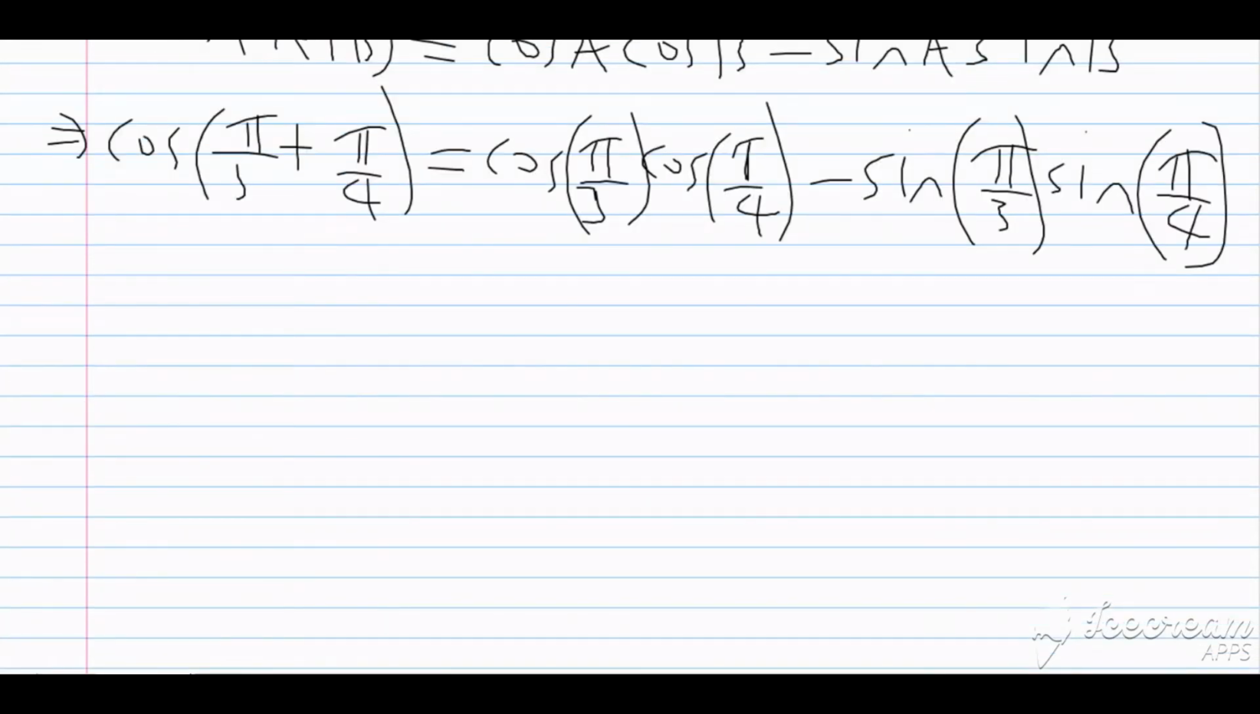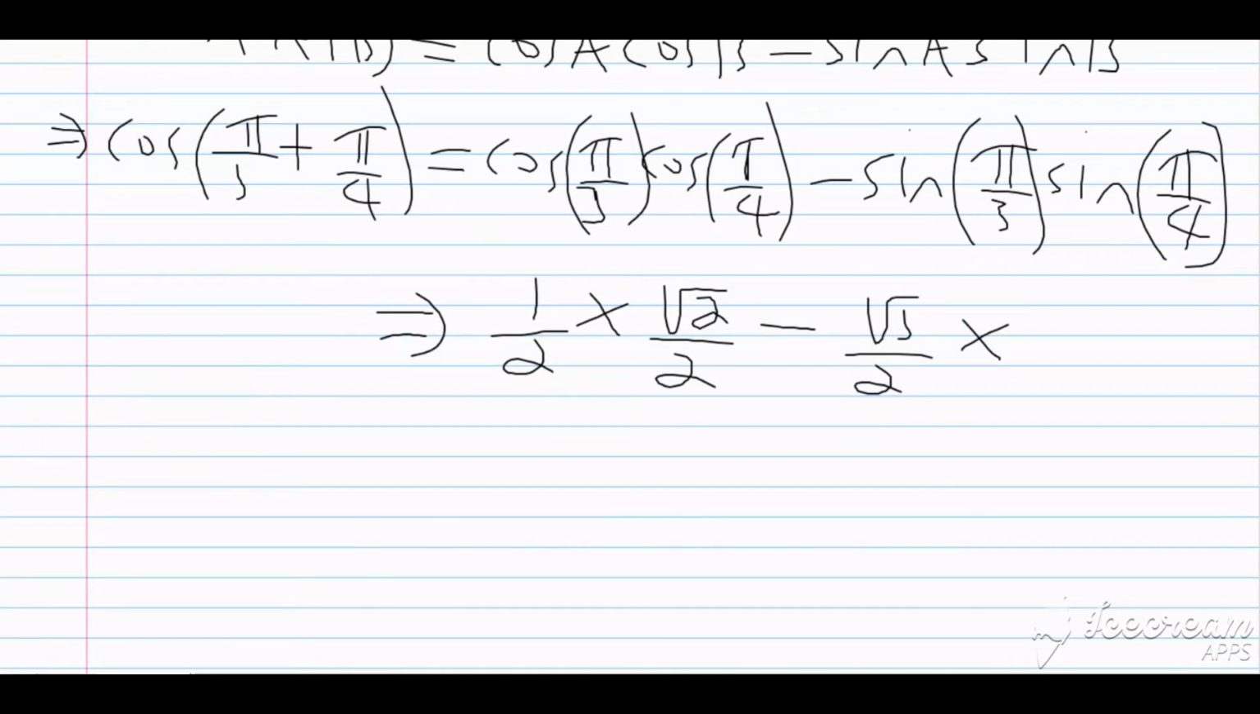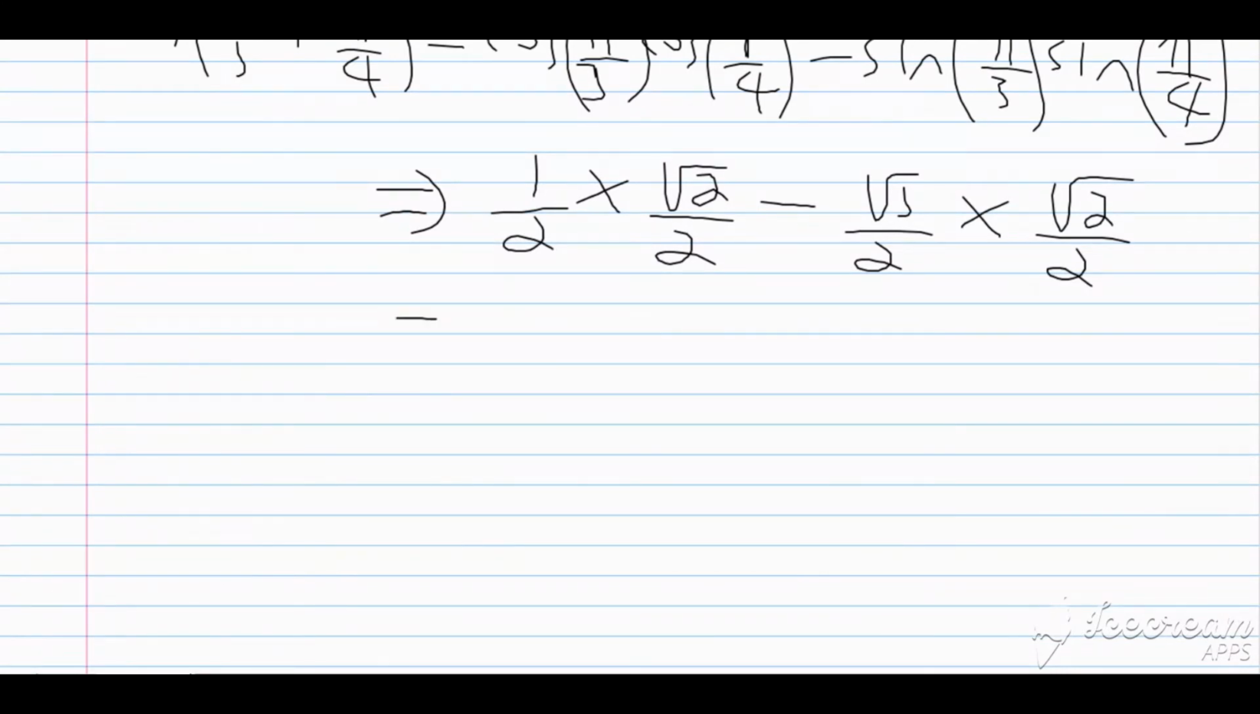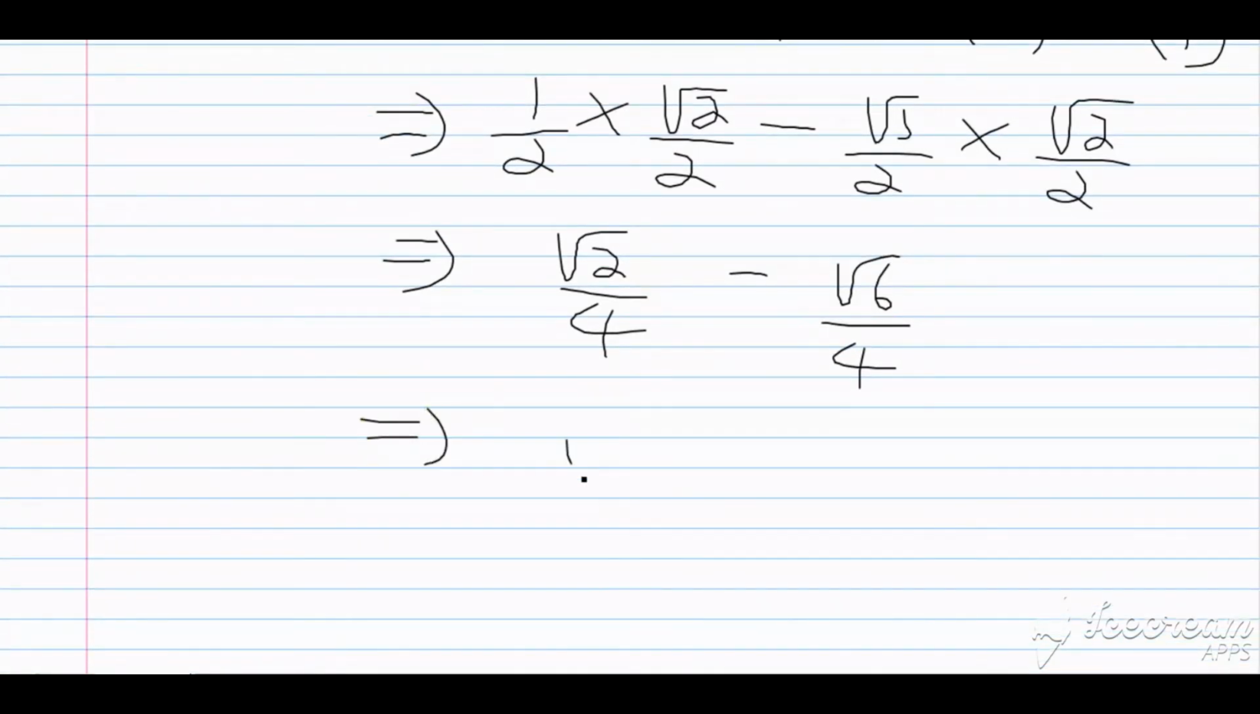Now the cosine of pi over 3 is going to give me a half. The cosine of pi over 4 is going to give me root 2 over 2, minus the sine of pi over 3, which is going to give me root 3 over 2, and the sine of pi over 4 is going to give me root 2 over 2. All right. So this now is going to become, if we multiply the numerators, root 2 over 4 minus root 6 over 4, which when I take this down, I'm going to end up with root 2 minus root 6, all over 4. And this, of course, doesn't require rationalization. So this is where we stop.